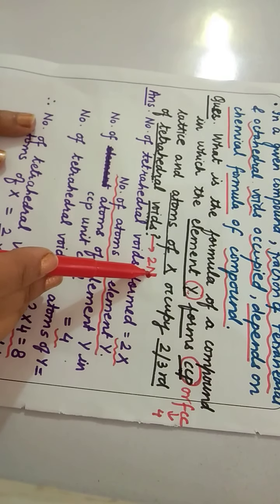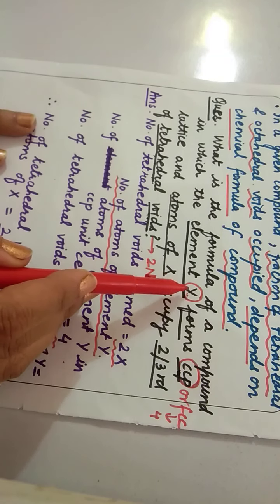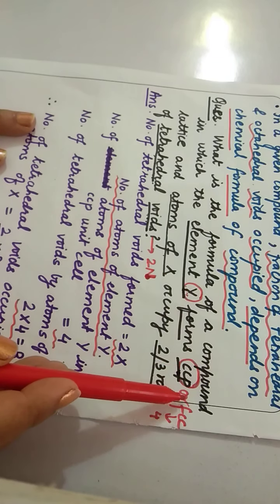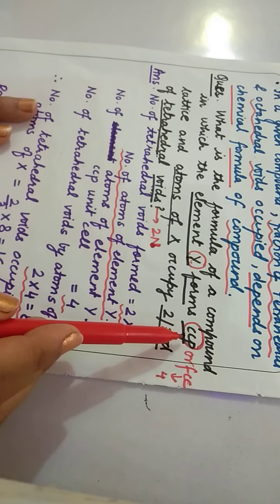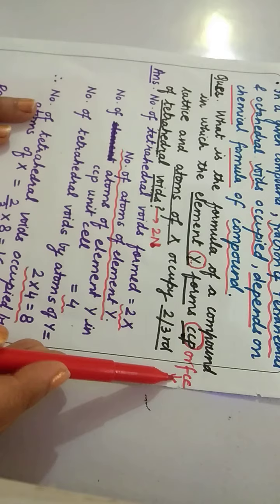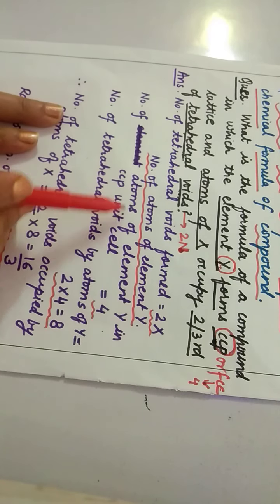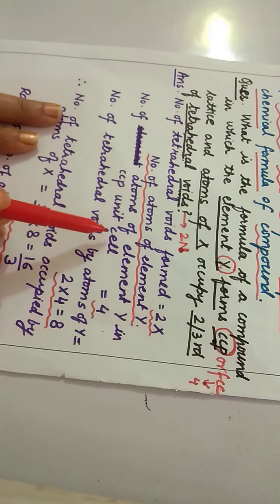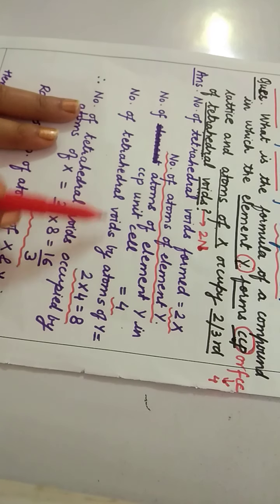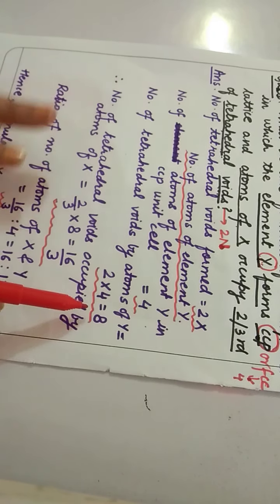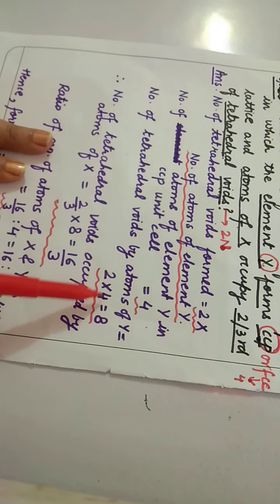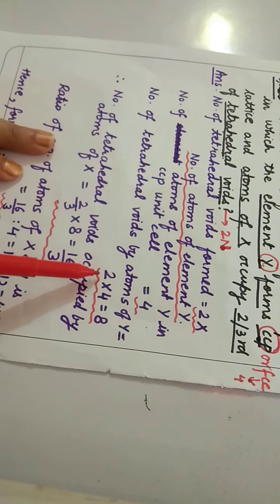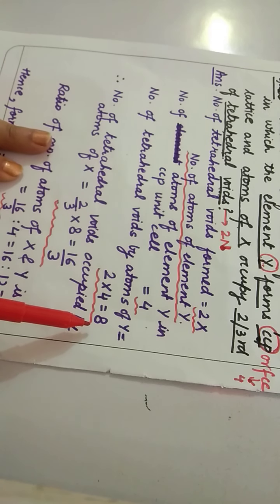What is the number of atoms of element Y? As element Y is a CCP or FCC structure, and we have found the number of atoms for FCC, it is equal to 4. So the number of atoms of element Y in the CCP unit cell is 4. The number of tetrahedral voids will be 2n, that is, 2 into 4 atoms, which is 8. So the number of tetrahedral voids is equal to 8.